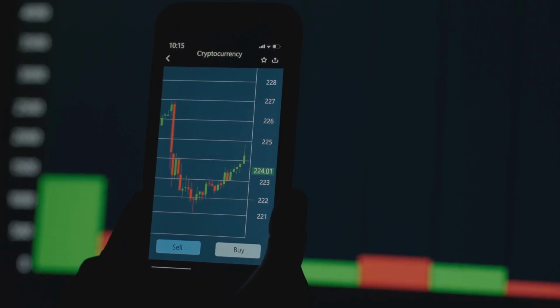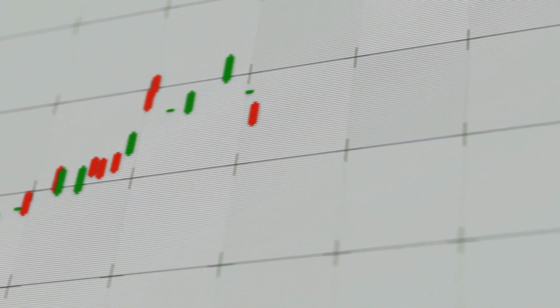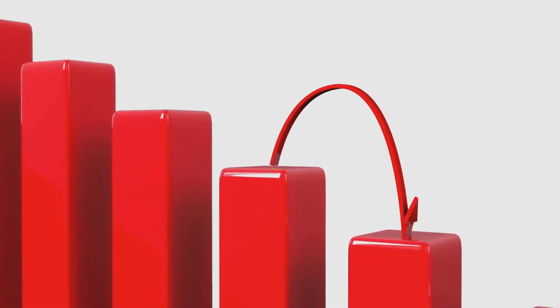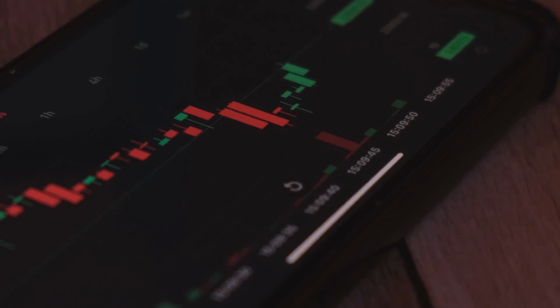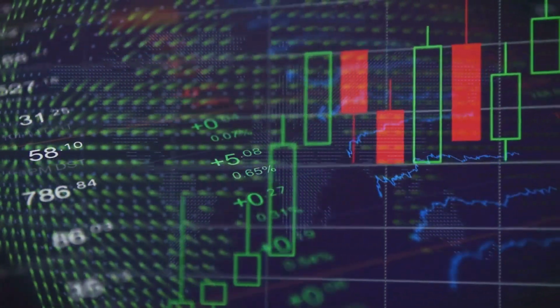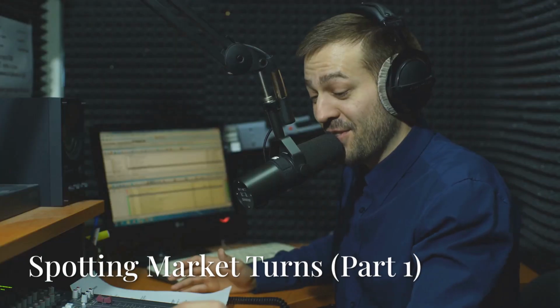The length of the candle's body also tells a story. A long green body shows very strong buying. A long red body shows very strong selling. Short bodies, both green or red, can mean indecision. Colors give you an immediate visual clue about strength.